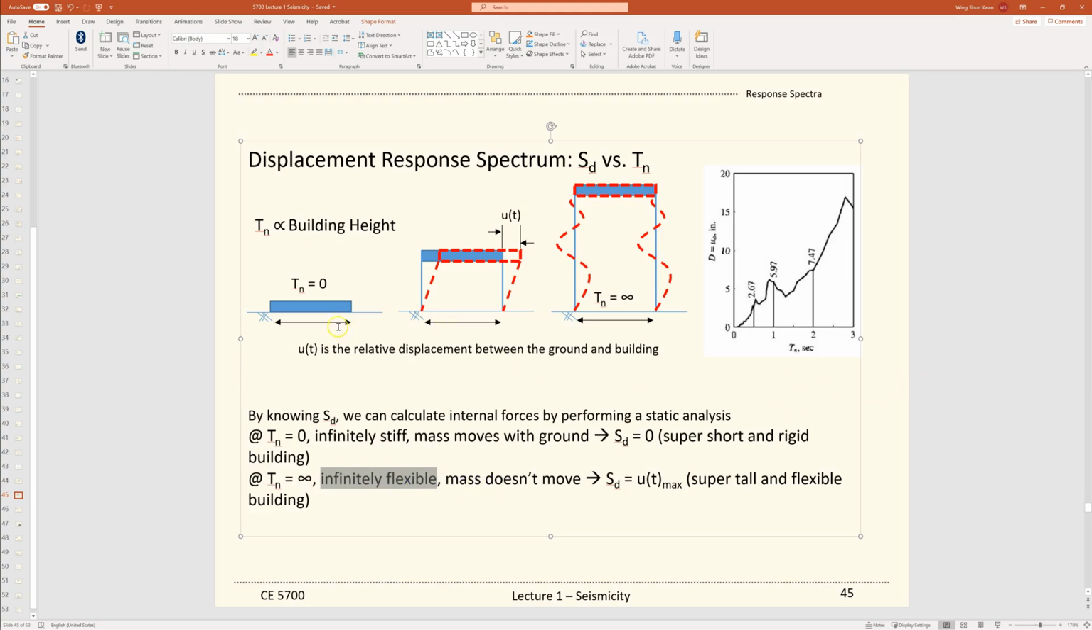And in real life, we always have buildings in between. So experimentally we can measure it, or numerically we can solve the differential equations. We can calculate how much movement there is between the building relative to the ground shaking.